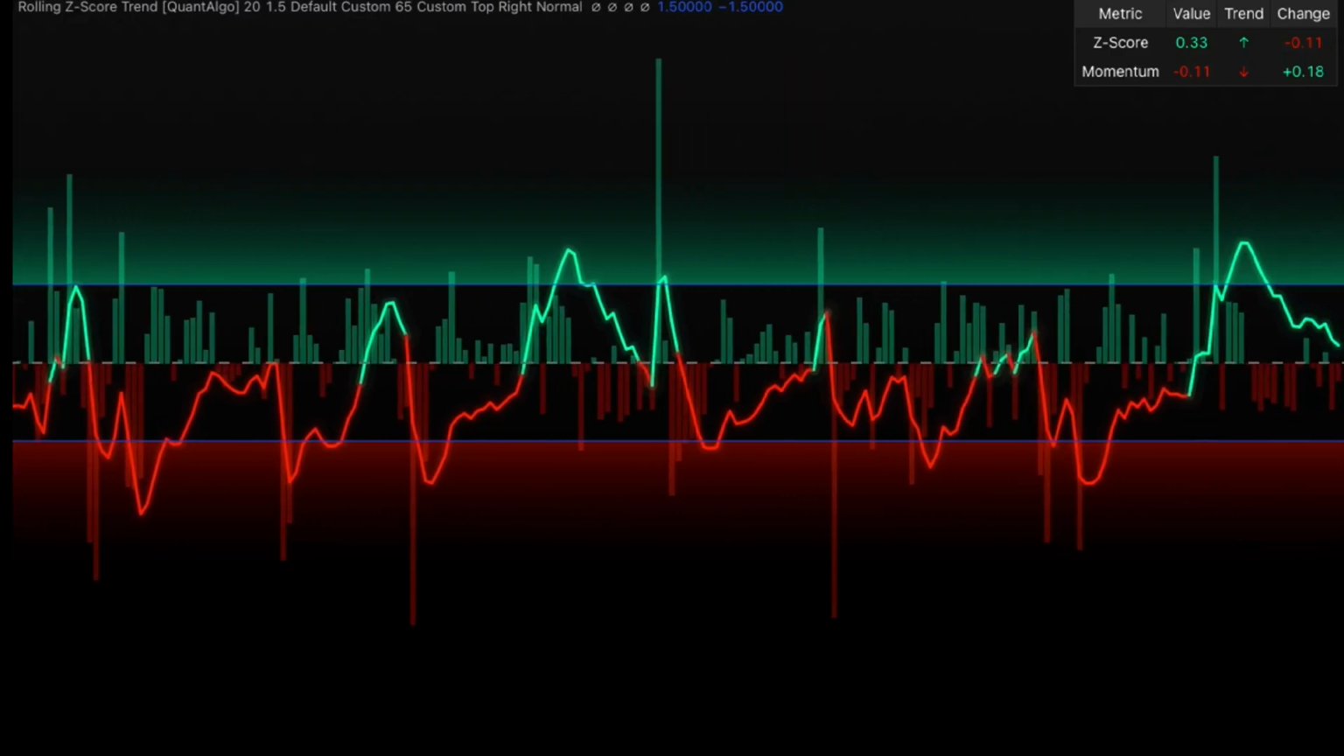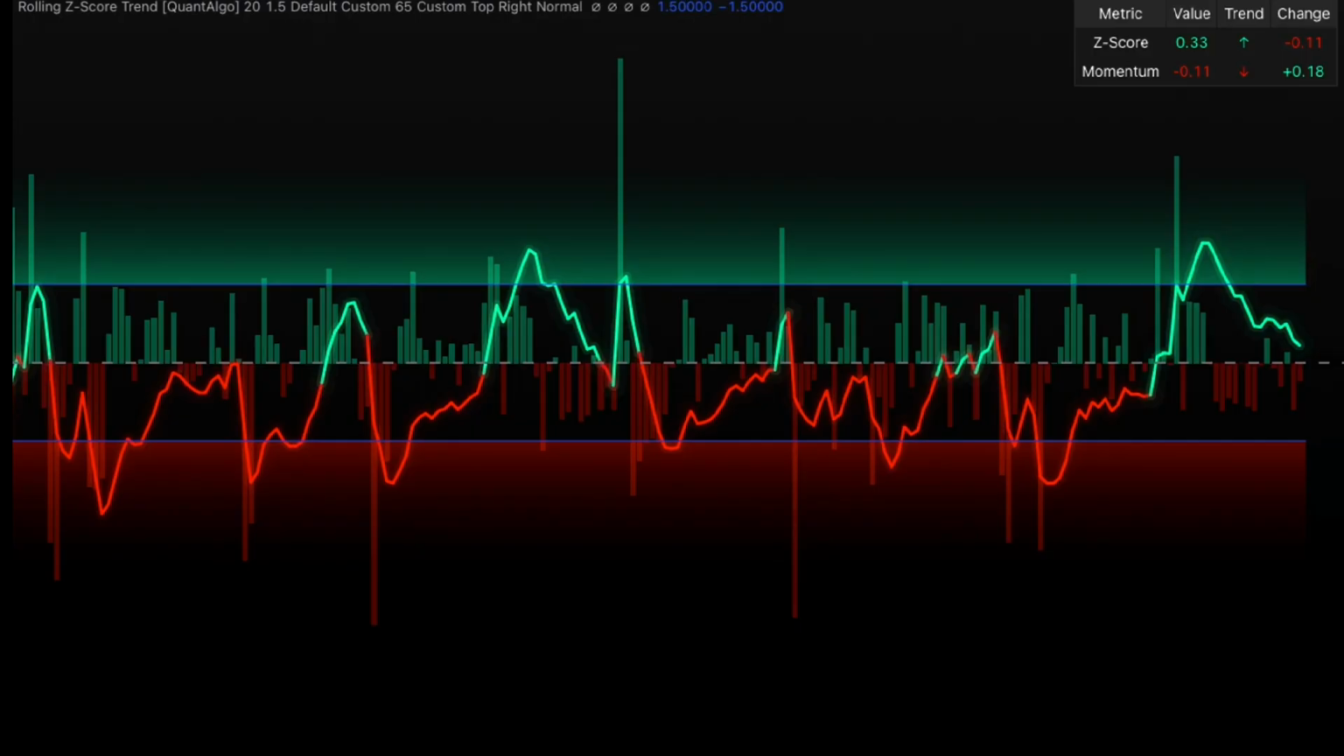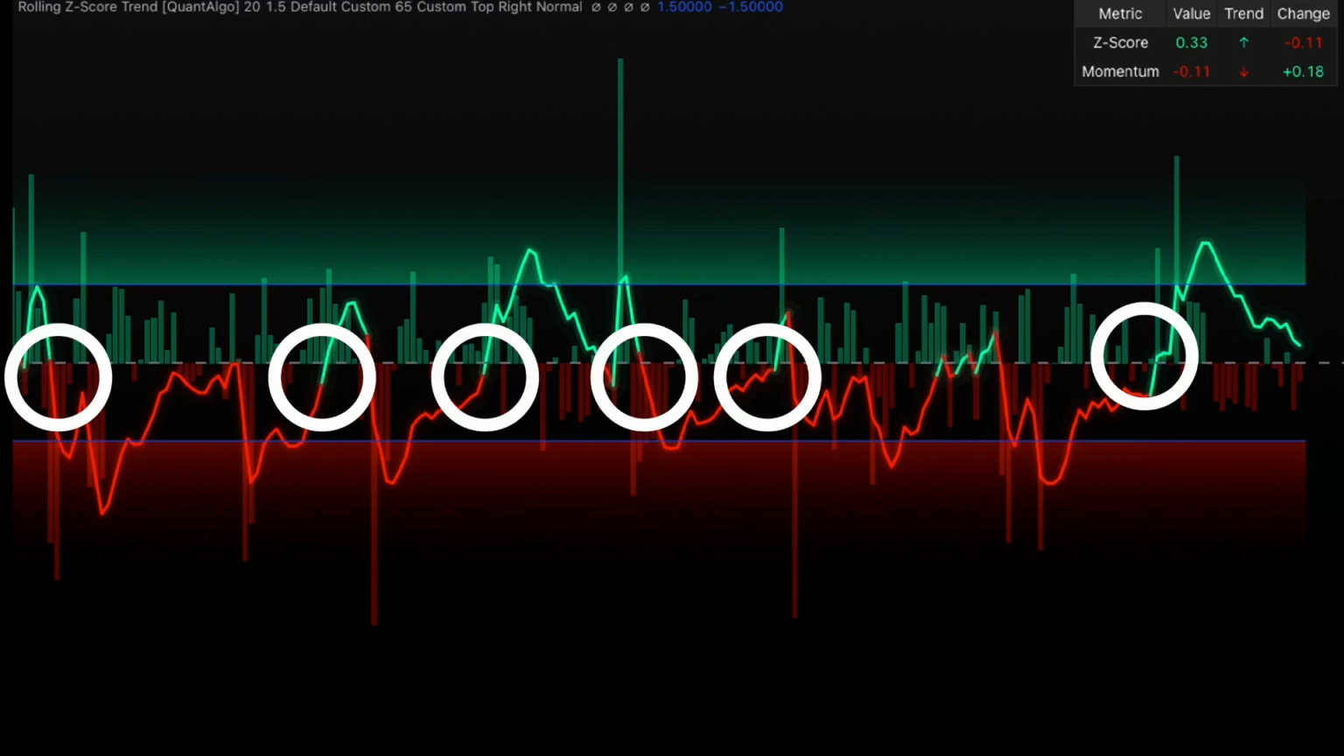Now here's a little bonus. The indicator also gives you colored background bars to help confirm momentum. Green bars mean upward Z-score momentum, extra confirmation for buys. Red bars mean downward Z-score momentum, good for confirming sell signals. If you're seeing a zero cross and the momentum bar agrees with the direction, that setup becomes even stronger.